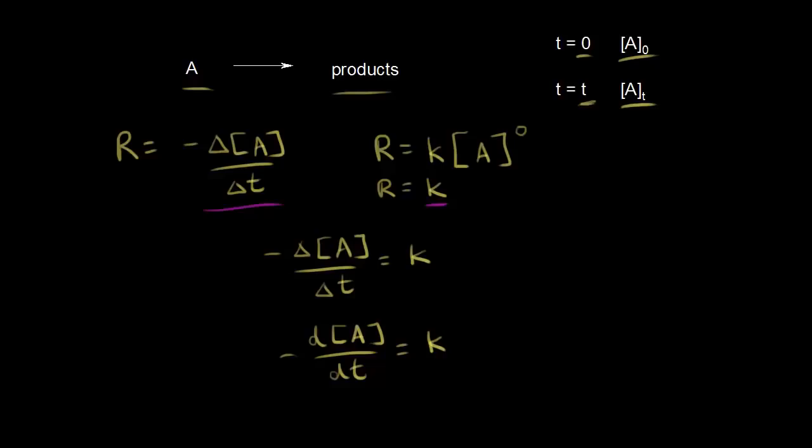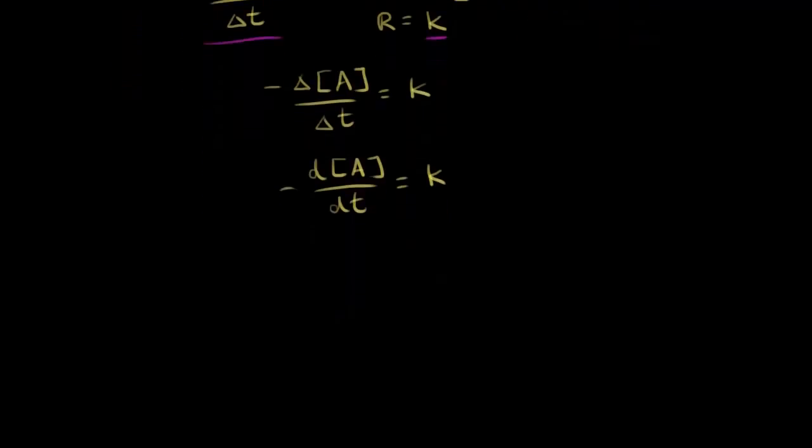So we're ready to think about our differential equation, and we're going to multiply both sides by dt. Let me go ahead and multiply both sides by negative dt, so then we would have dA on the left side, right, and then we would have negative k dt on the right side. And we're ready to integrate, right? So we're going to integrate on the left. K is a constant, so we can pull it out of our integral on the right.